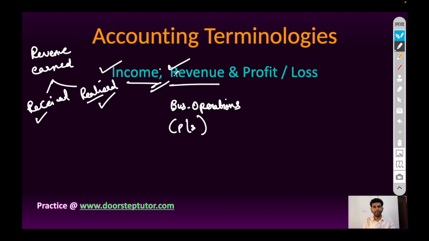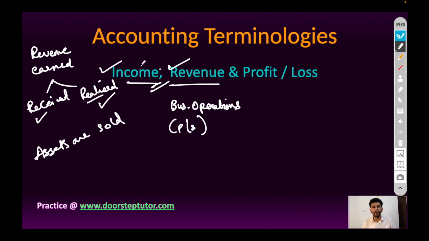It means income includes revenue as well as other income such as commission received, interest received, dividend received, rent received, etc. Even when assets are sold, it is a part of income, but it is not included in revenue. For example, furniture sold. So income generated from the sale proceed of furniture is a part of income and not included in revenue.